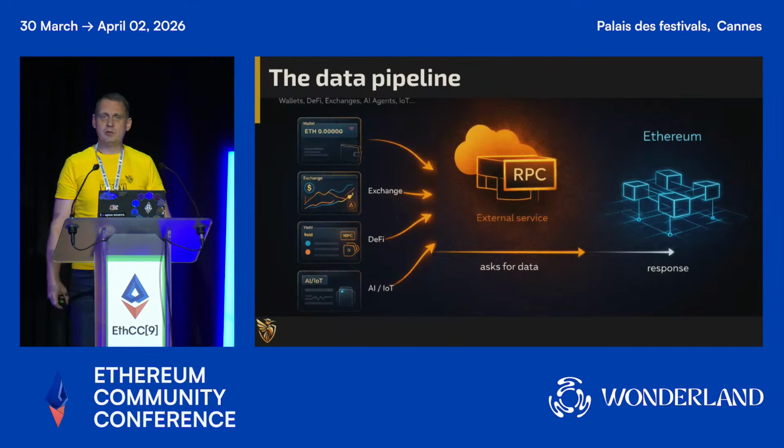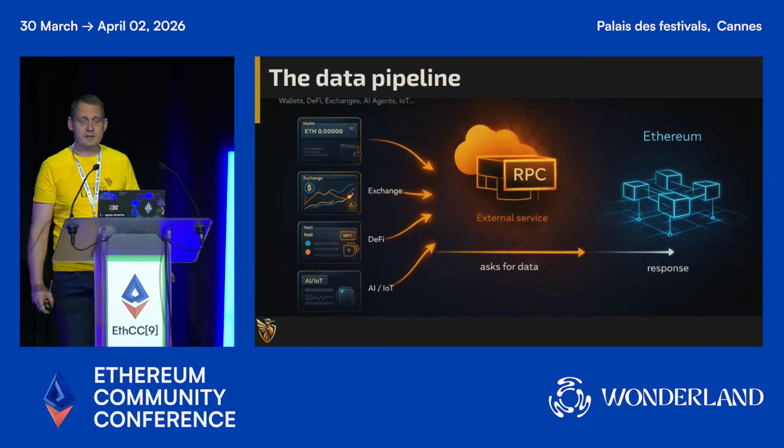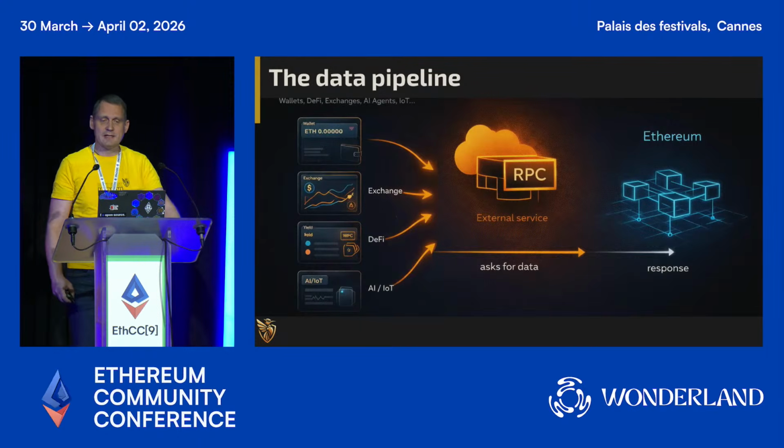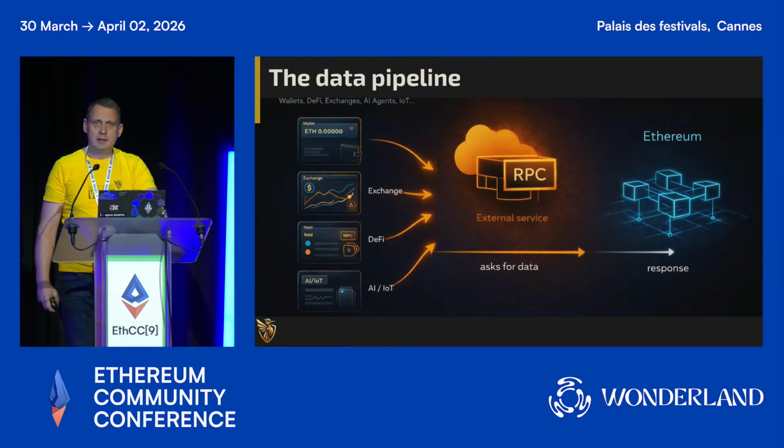And this pipeline is used all of the time, not just occasionally, continuously. Every screen you see, every number you rely on, every simulation you trust comes through this pipeline. And the critical point is the pipeline is outside the trustless guarantees of Ethereum. It sits on top of it, and it is trusted. Your entire interaction with Ethereum depends on this pipeline. Everything you see is just a response.